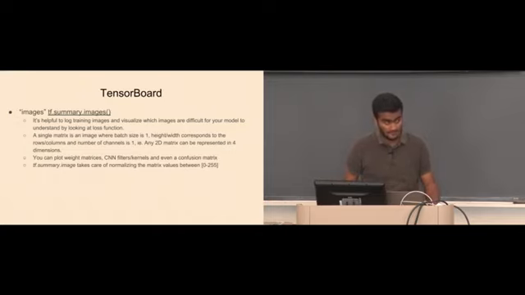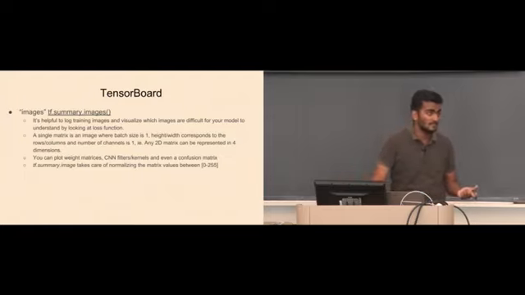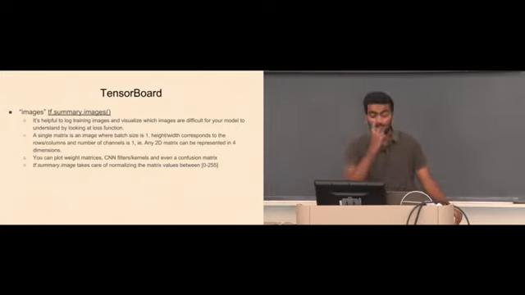You can plot, of course, CNN filters and kernels with it. You can plot a confusion matrix with it. And tf.summary.image automatically does the normalization for you. So you don't have to worry about keeping the values between 0 and 255 to plot a particular image. It can be any value, and it automatically rescales it to 0 to 255.